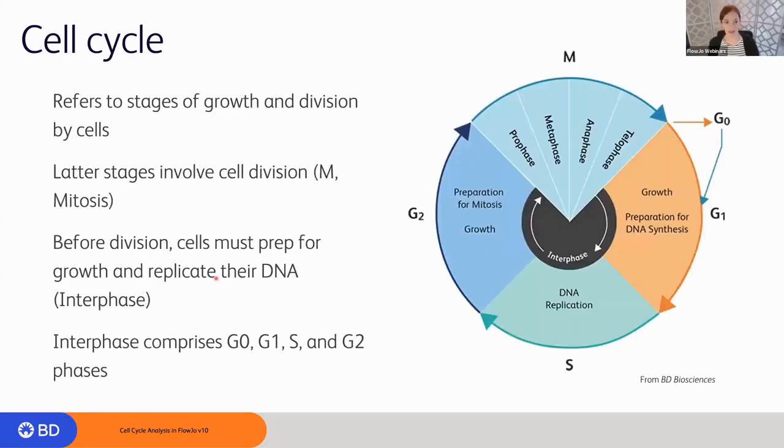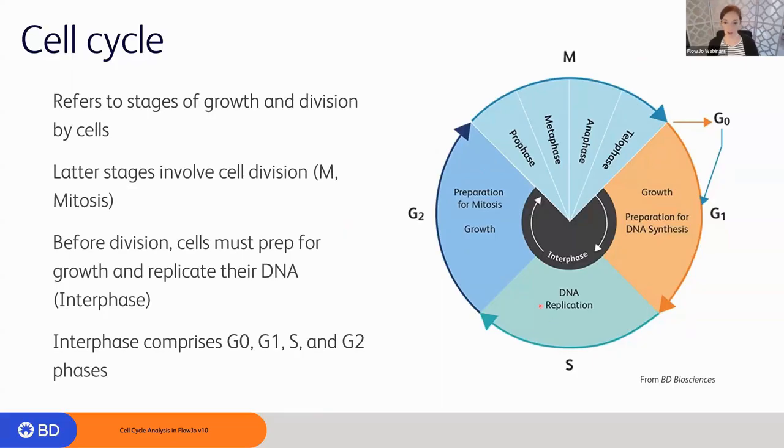So what is the cell cycle? The cell cycle refers to stages of growth and division by cells. I think when we were all taking high school or college level biology, we studied mitosis and meiosis, using things like chopped up onion root. I can still remember looking in the microscope at different stages of mitosis, different stages of cell division. And so the cell cycle does include mitosis, so cell division. But that's actually kind of the latter stage of the cell cycle.